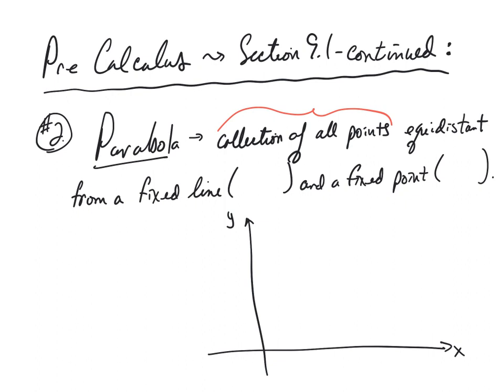Now, if you think back to the definition for circles, that was the collection of all points equidistant from one fixed point. We still have the fixed point, but now we're going to say equidistant from a fixed line and a fixed point. Okay? Now, I've left parentheses in 2 spots because we give names to the fixed line and we give names to the fixed point. And so the 2 names, the fixed line is called the directrix.